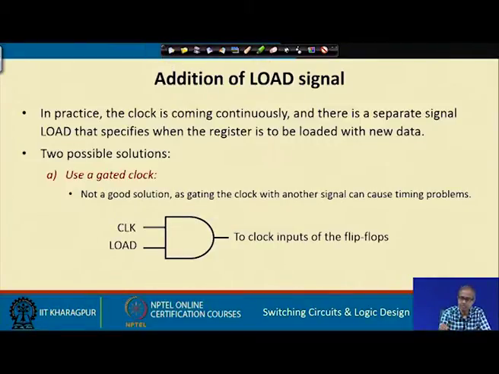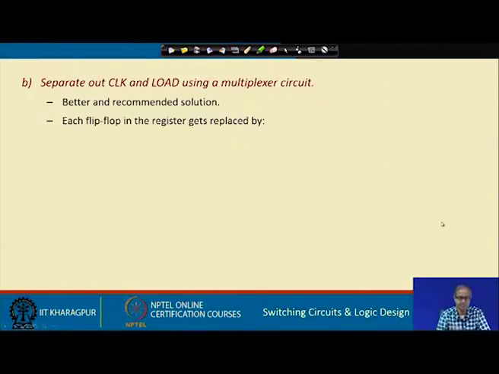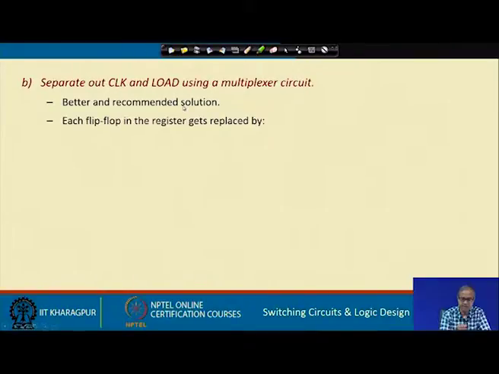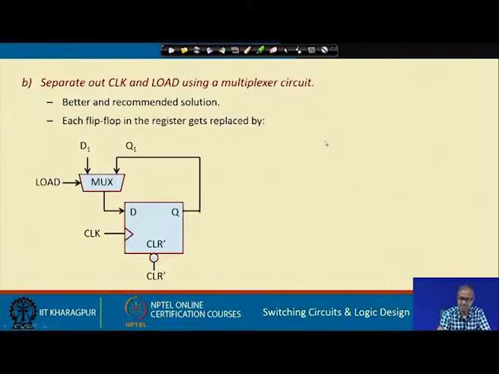But let us look at another solution which is better in this respect. Here we are separating out clock and load, we are not combining them using an AND gate like we said. What we are doing here? We are using a multiplexer kind of a circuit. The multiplexer will select what will be applied to the D input of a flip flop. Is it the new data coming from outside or something else? Okay. So, this approach is the better and the recommended solution, as I said, where each flip flop in the register will get replaced by a circuit like this. Just let us try to understand this circuit.